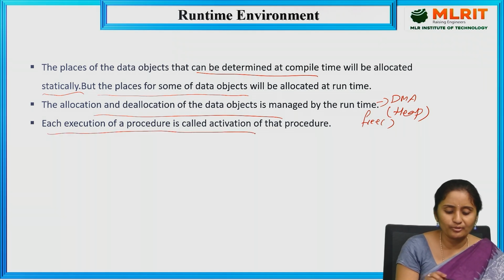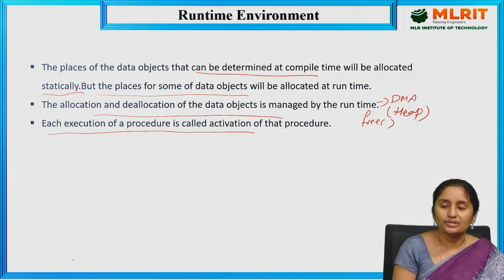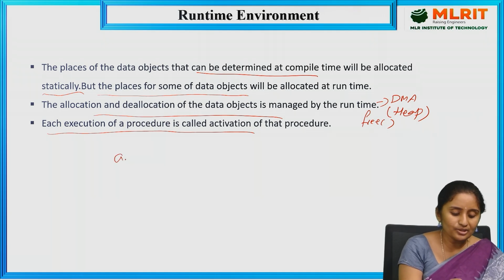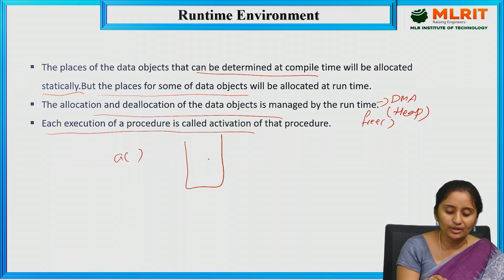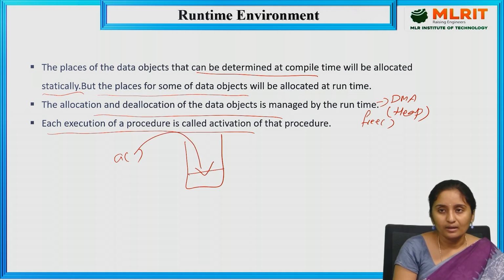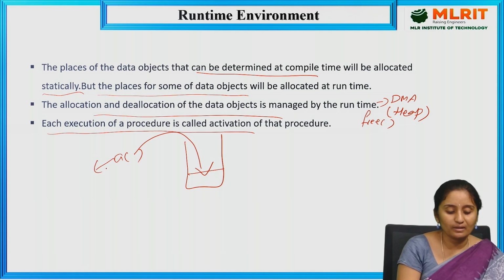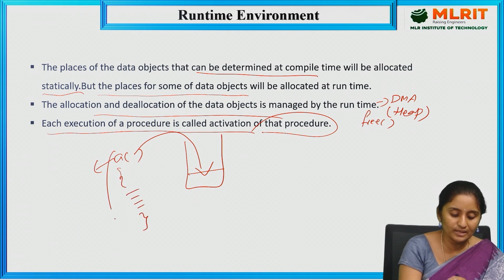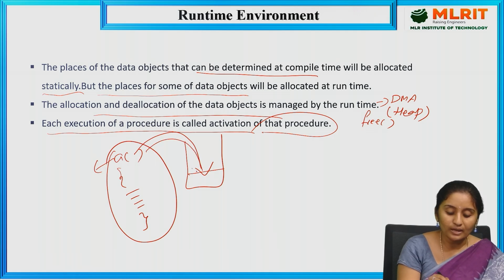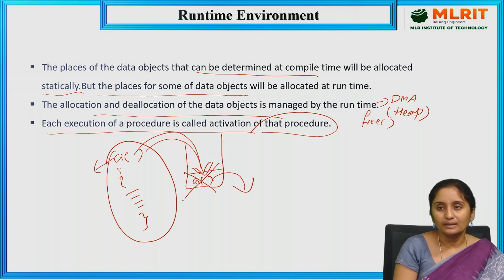Each execution of a procedure is called an activation of that procedure. So what does it mean? Whenever a function is called, one activation record, or one procedure, is created and moved into the stack. We call this function call an activation record, or we can also call it a procedure. Whenever we have an execution of the statements in the body of the function, one activation record is pushed onto the stack. Once this activation record is completed, it is popped out from the stack, that is, it can be deleted from the memory.